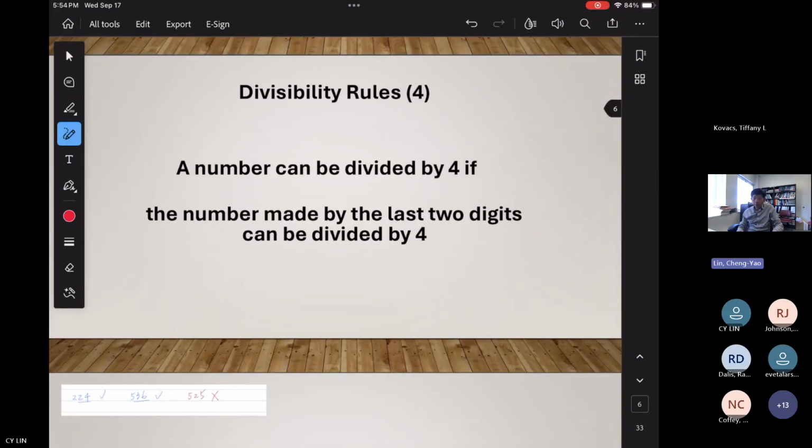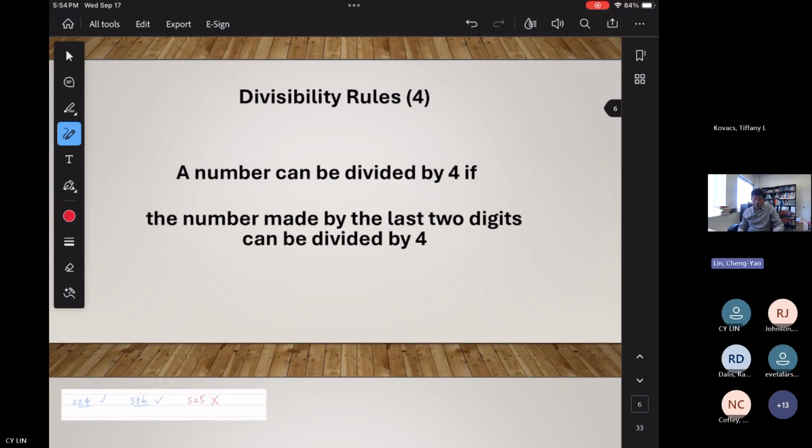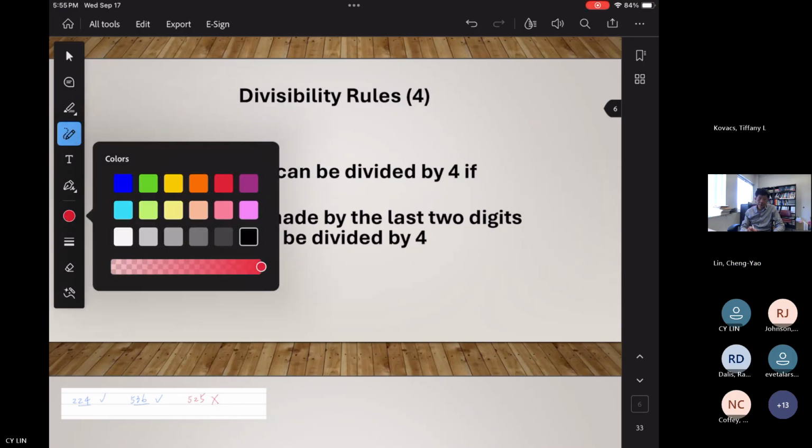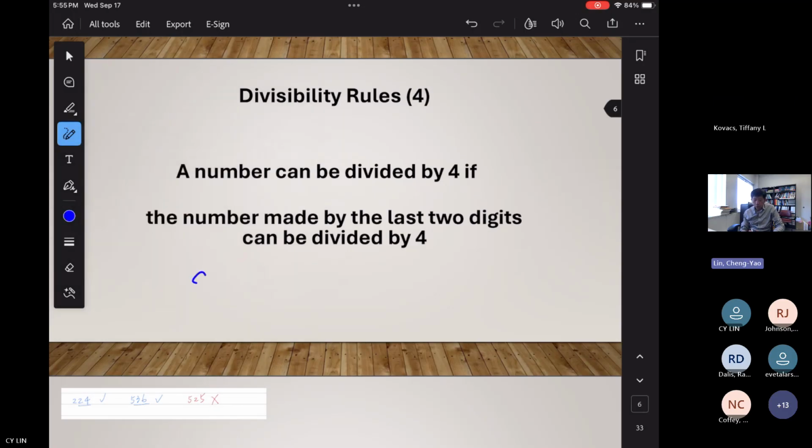Divisibility rule for 4. A number can be divided by 4 if the number made by the last 2 digits can be divided by 4. So for instance, 224. Is this divisible by 4, yes or no? Last 2 digits, 24, divided by 4. Yes, the last 2 digits are divisible by 4. So yes.